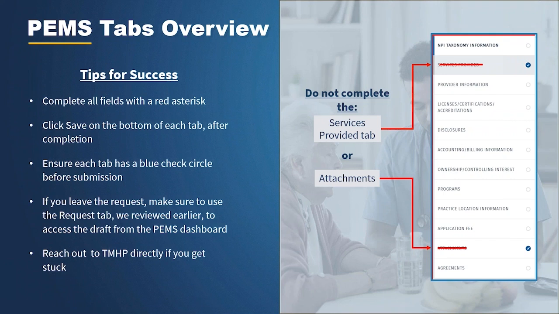In each tab, make sure to complete all fields with a red asterisk. If any fields are left incomplete, PEMS will not allow the request to submit. After completing each tab, be sure to click Save on the bottom.